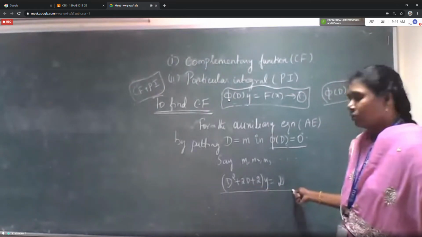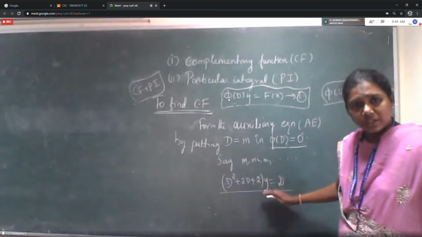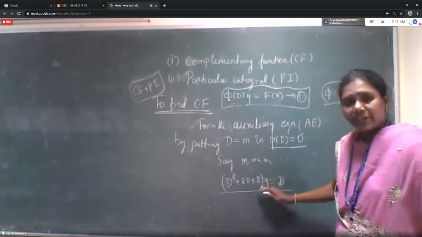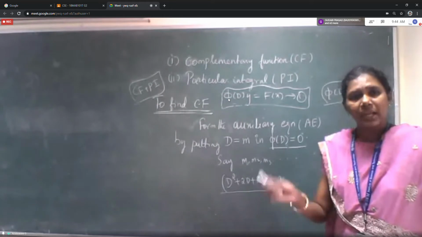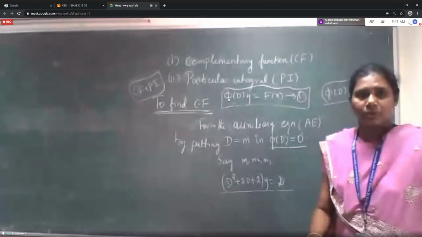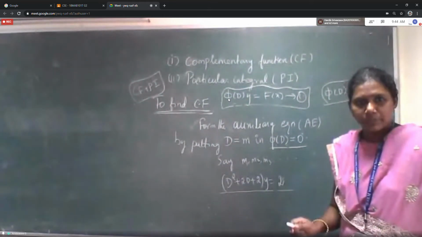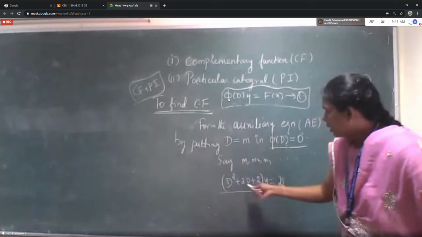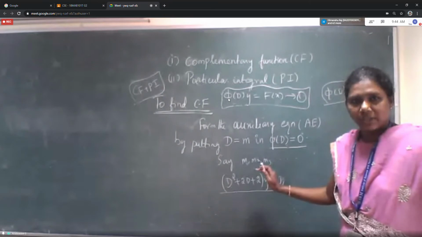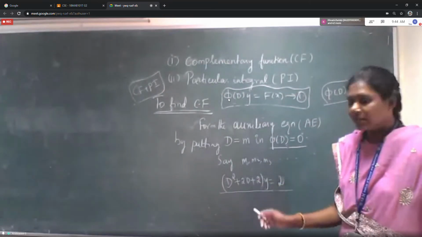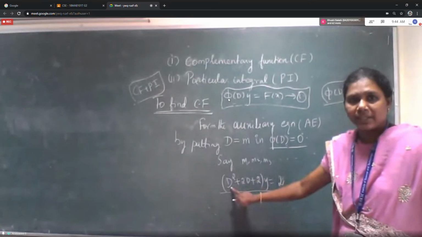We want to find the solution for this equation. If we want to find the solution, first we need to find the complementary function and then the particular integral. First, to find the complementary function, we have to write the auxiliary equation in the first line. How can we write the auxiliary equation? We just replace D by m in this equation.